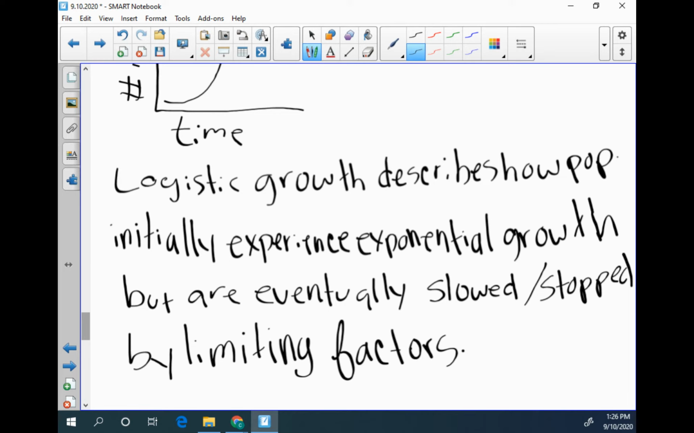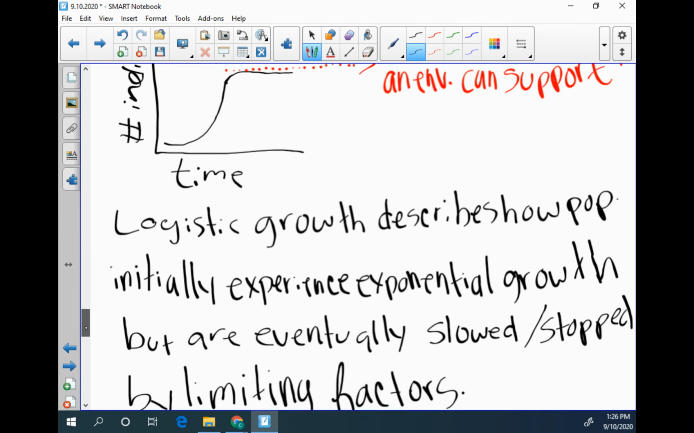Look back up at our graph. We've got our period of exponential growth. So our growth rate is fixed, meaning we're just going to keep increasing and keep increasing and keep increasing until eventually our growth is slowed and stopped by our limiting factors.